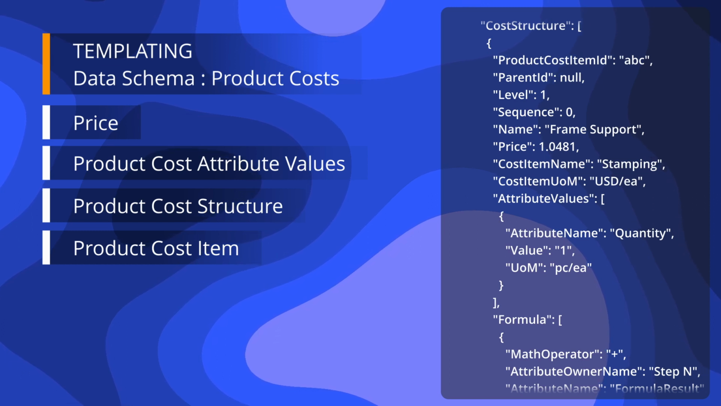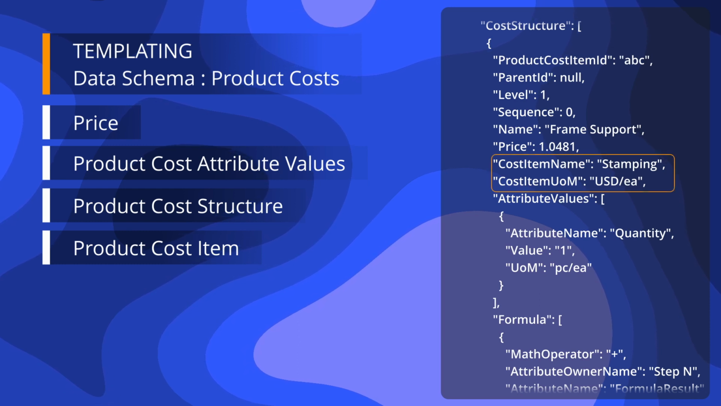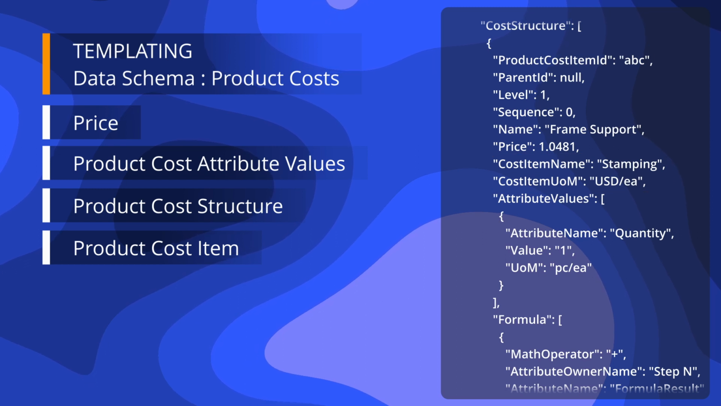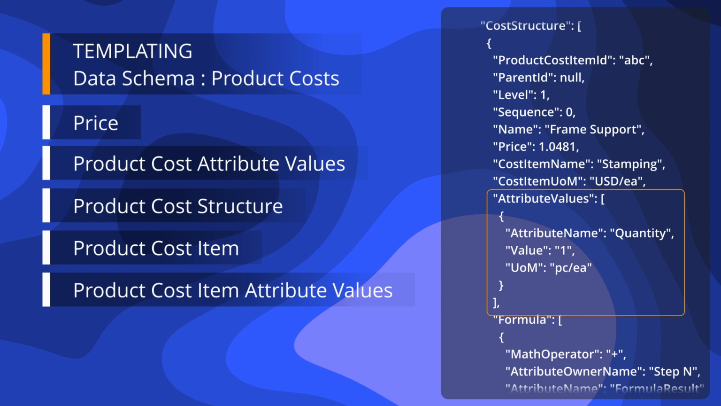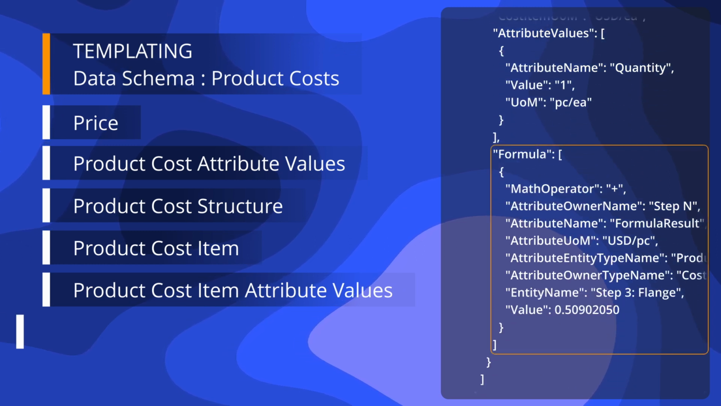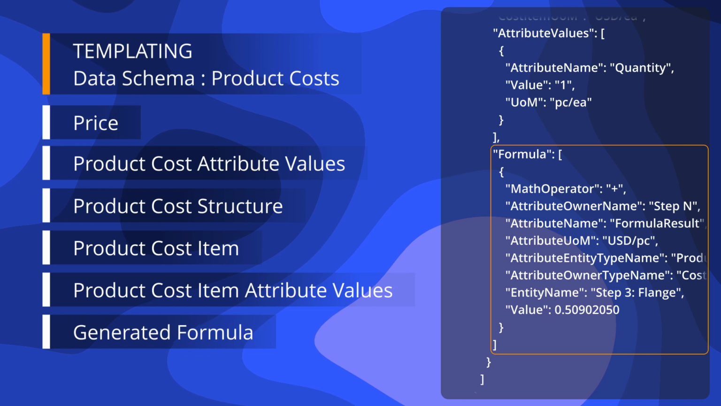In addition to these two fields, there are a couple of other things that I want you to observe here. First, since it is an instance of a cost item, we have included the cost item's information here as well. This eliminates the need for you to look up that information separately. Secondly, take note of the listed product cost item attribute values along with their respective values. And finally, you can also see that the generated formula for the product cost item is listed.